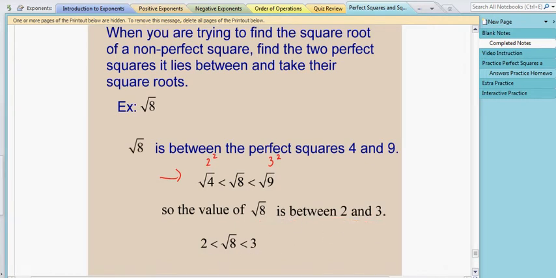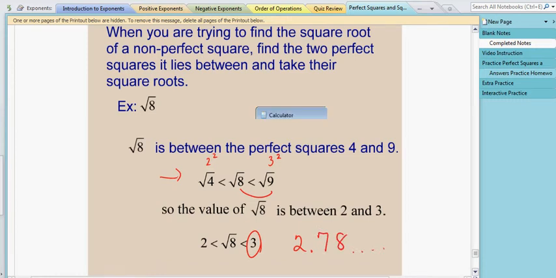We know that the square root of 8 was closer to the square root of 9, so we know that it is going to be 2 point something. It's probably going to be 2.7, 2.8, 2.9, something like that, because it's fairly close to the square root of 9. So let's check it out on our calculator and see how close we are. I'm going to estimate that it's maybe 2.78. It's going to be an infinite decimal most likely. Let's take the square root.